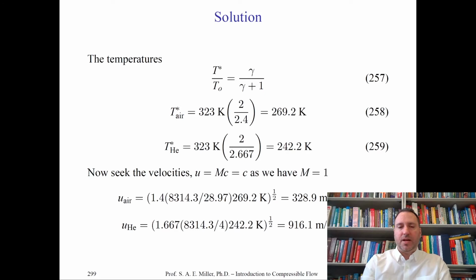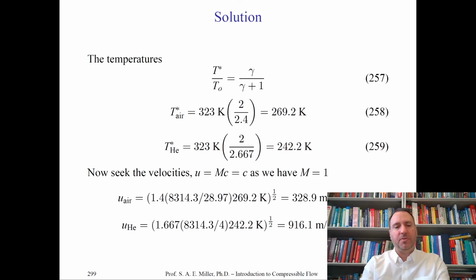Now we need to seek velocities. Remember, our flow is choked, and it's in a critical condition. This means M equals 1. Because M equals u over c, we can solve for u and substitute M equals 1. We can calculate the speed of sound c by the square root of gamma RT, which we just calculated. This is what we're seeing in equation 260.